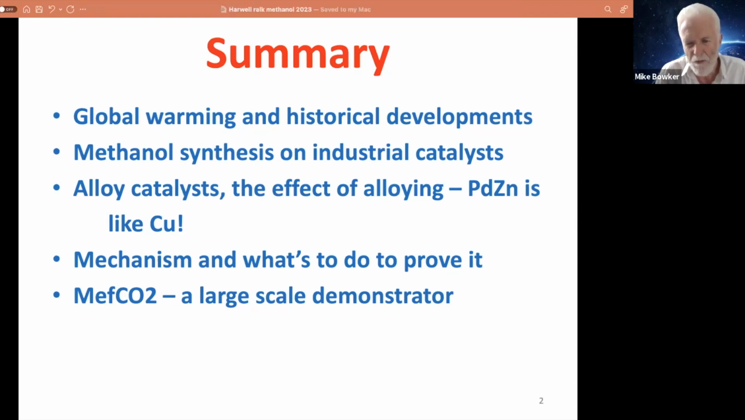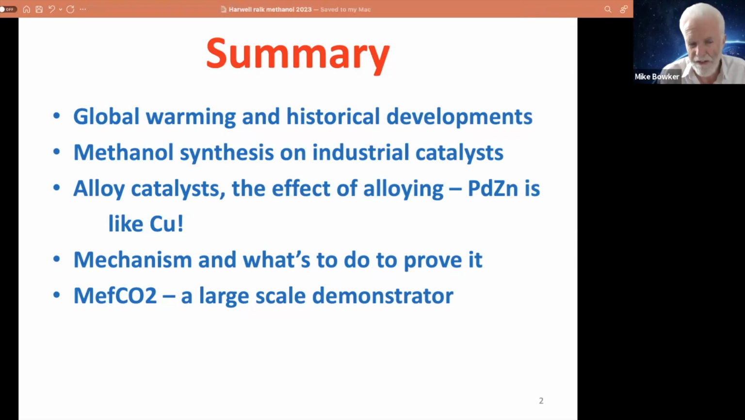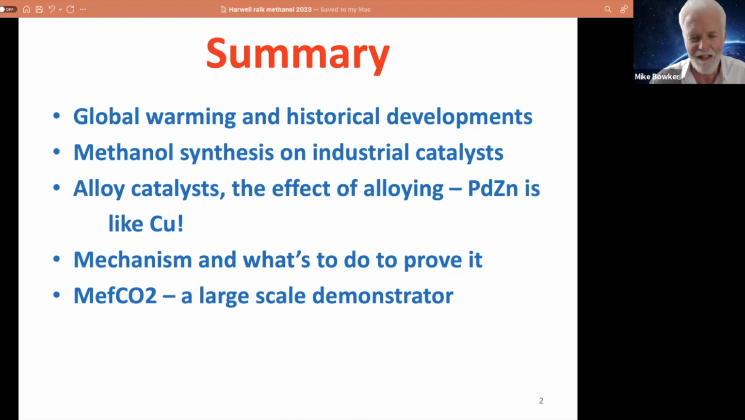Now, palladium obviously isn't the most abundant metal, and it probably isn't one we would like to use industrially for these kinds of syntheses. But what I want to show you is that palladium zinc really is very like copper. Then the mechanism on those catalysts and its implication for the mechanism on copper, and what more we need to do to prove that mechanism. And finally, I want to show you a couple of slides about a large-scale demonstrator methanol plant that we've been involved with that produces methanol at the rate of about 300 tons per year. Small by industrial standards, but very huge by lab standards.